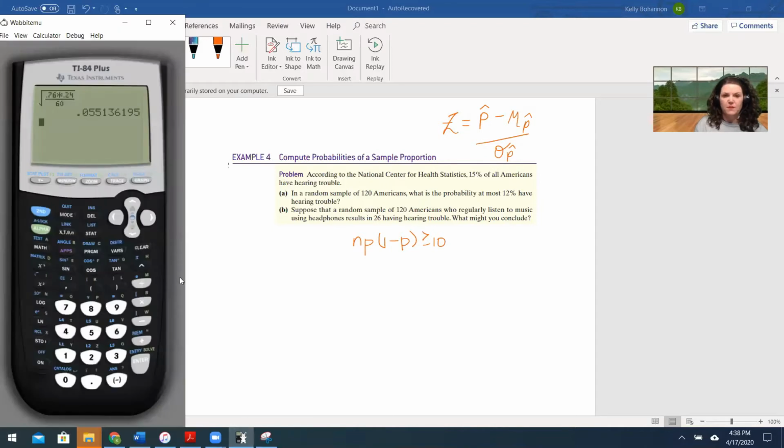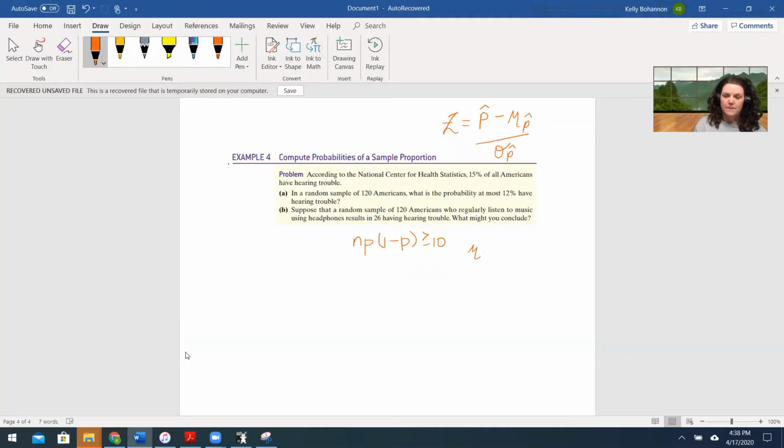I'm just going to plug it straight into my calculator. My N value is 120 times P of 0.15 times 1 minus P of 0.85, and I get 15.3. So I can apply normality to this situation, which is good. Let's calculate the mean of P hat. Remember, your mean of P hat is P, so my mean is 0.15.